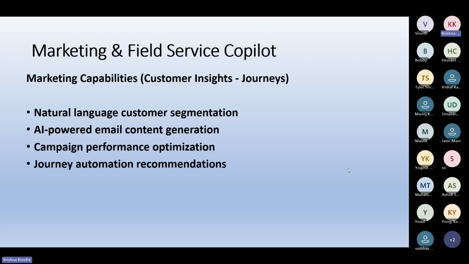and more intuitive. AI-powered email content generation, where Copilot creates unique, relevant email content tailored to specific segments and campaign goals. So it leverages customer data and prior interaction to personalize the subject lines, messages, and calls to action, boosting open and conversion rates. Campaign performance optimization: Copilot continuously tracks the campaign results and analyzes the engagement metrics such as clicks, conversions, and unsubscribe rate.